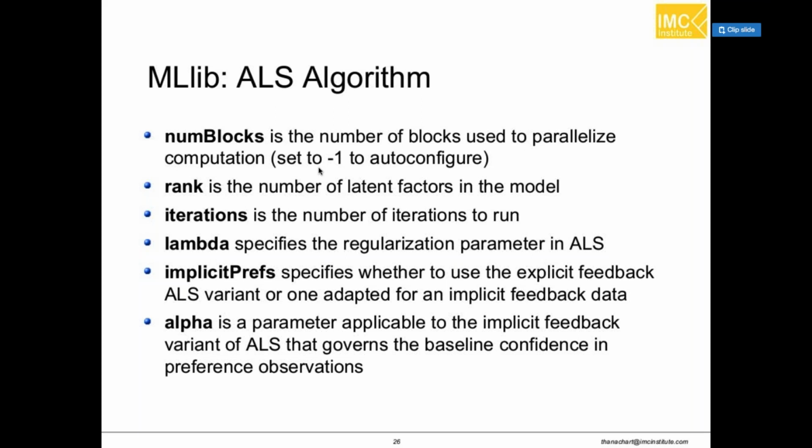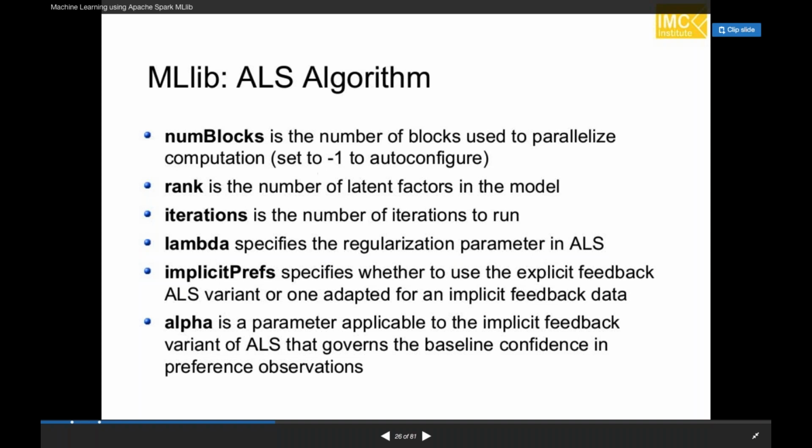Rank is the number of latent factors in the model. What exactly is rank? Rank is how many factors you want: 2 factors, 5 factors, 10 factors, 15 factors. So the entire data will be converted to a 15-factor model. Rank is nothing but how many factors you want. Iteration, as I told you, is how many iterations you want to run.